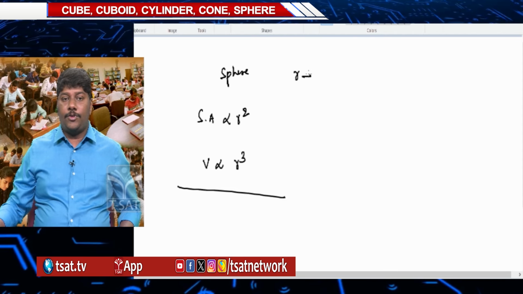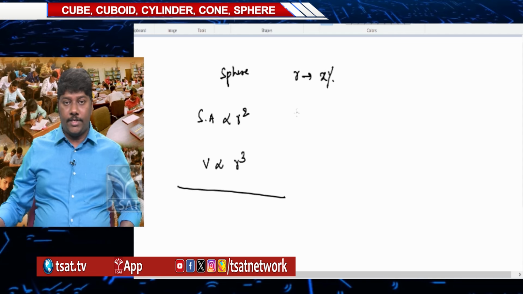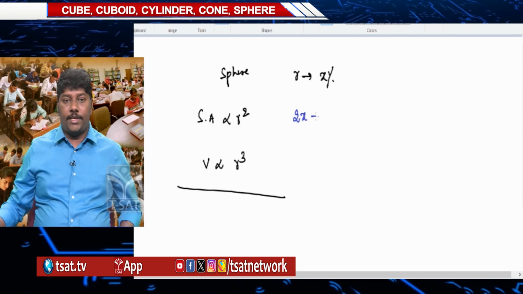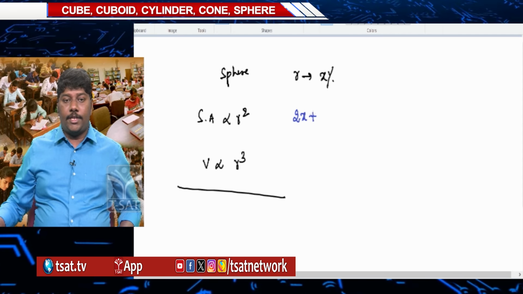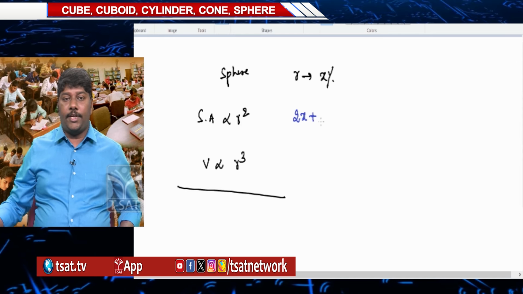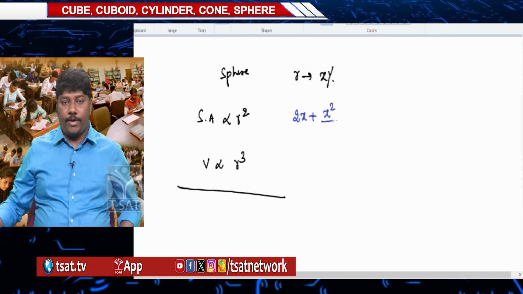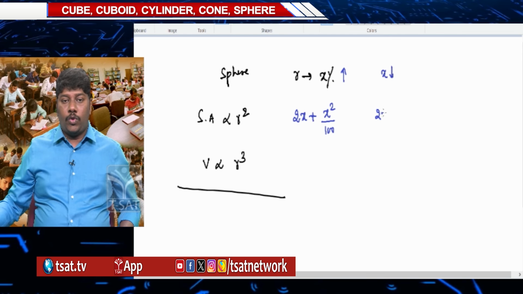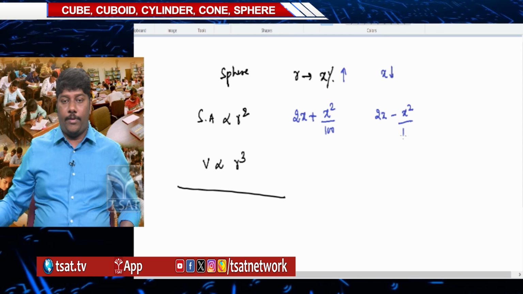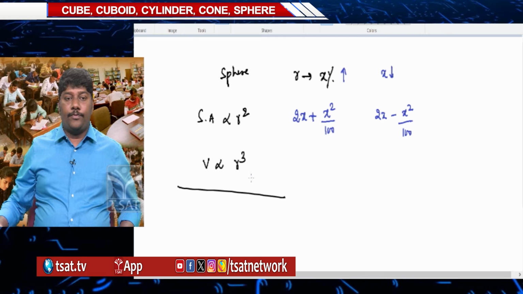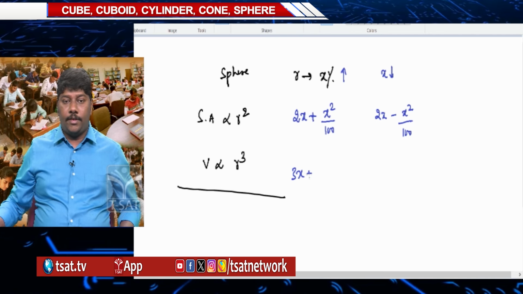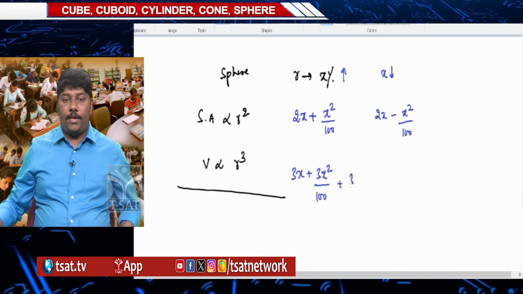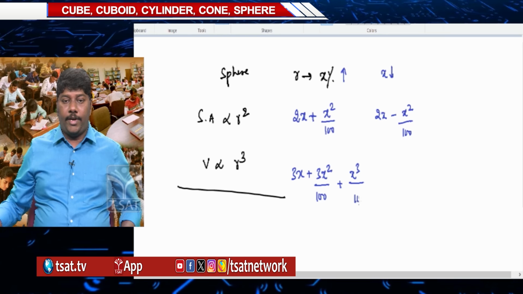If radius is increased by x%, then the increase in the surface area, I am directly giving it as a formula. We have seen it in percentages. x percent increase followed by x percent increase means 2x plus x square by 100. This is when x percent increase. When x percent decrease, 2x minus x square by 100. When it is volume, then you can say 3x plus 3x square by 100 plus x cube by 10,000. Remember it as a formula.